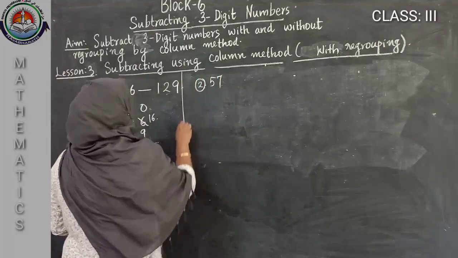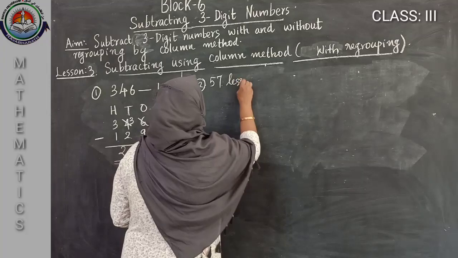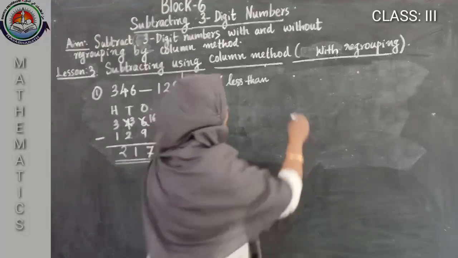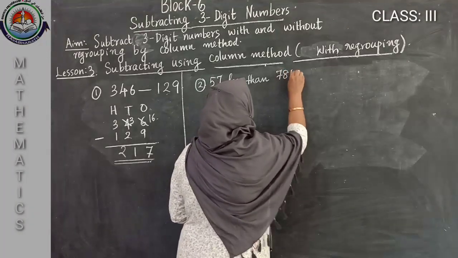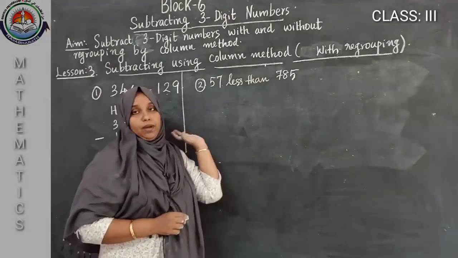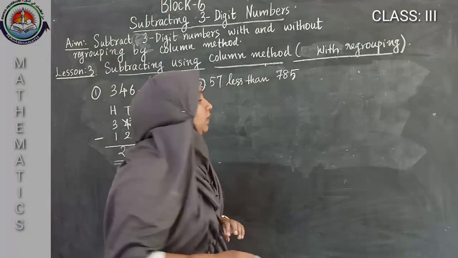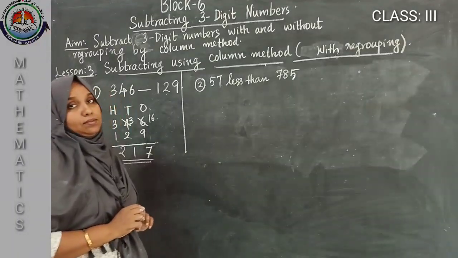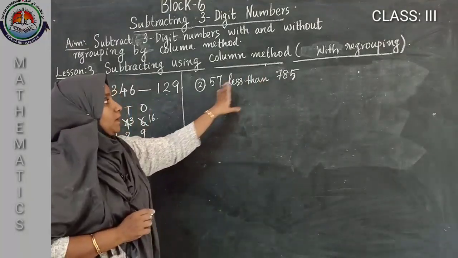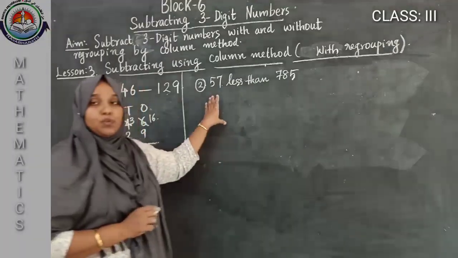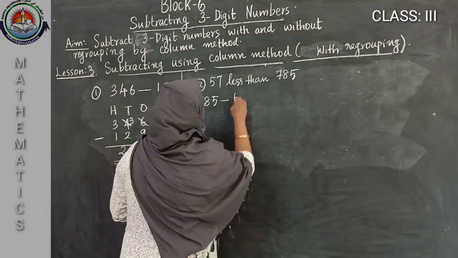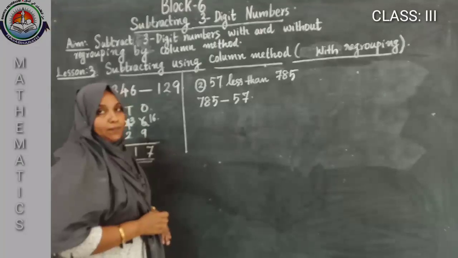We can consider one more example. 57 less than 785. It's a question from your practice problem. So how to do that? What does it mean? The bigger number minus the smaller number. 785 minus 57. We can write this as 785 minus 57.